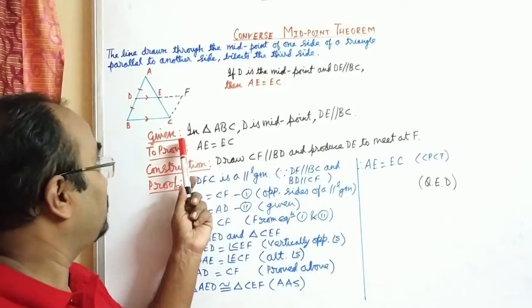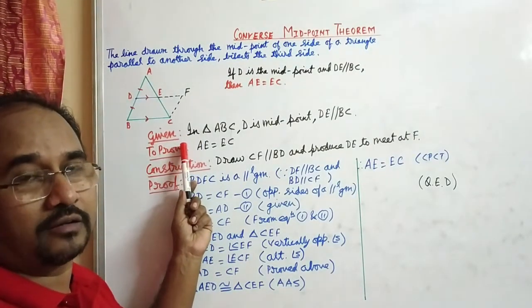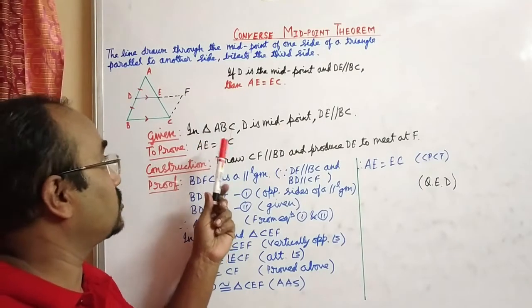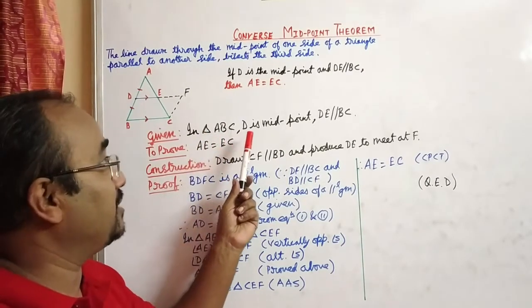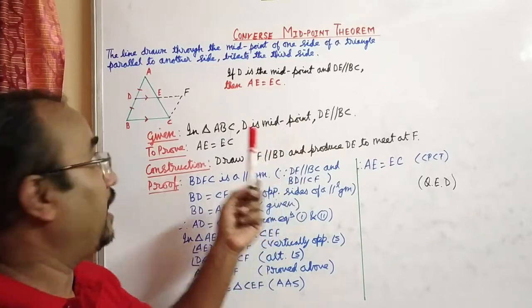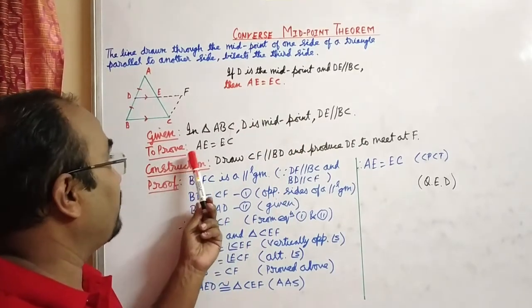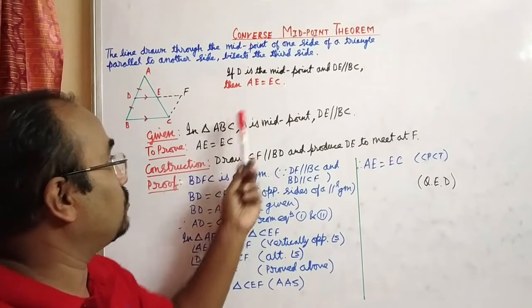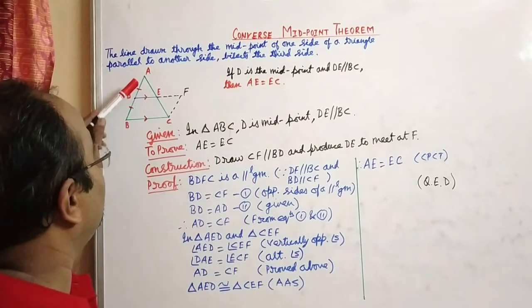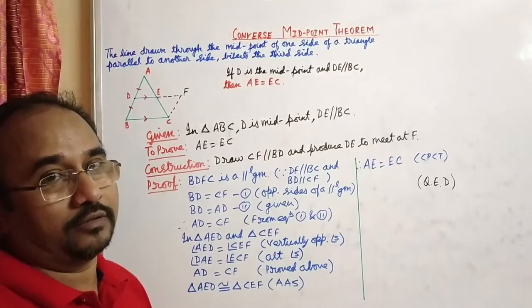So first of all, let us write the given part. In the given part, the question provides us that in triangle ABC, D is a midpoint and this line DE is parallel to BC. And then what we have to prove is that AE equals EC. So these two parts we have to prove equal.